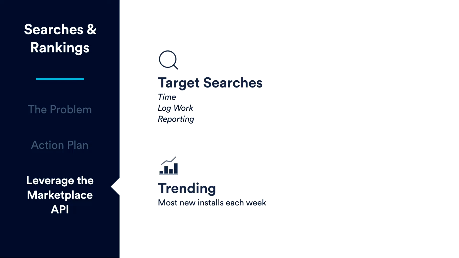So here are 2 indicators that we're going to look at. We're going to look at target searches. So if someone searches the word time in the marketplace, where does your app show up? Or we could look at trending. It's a valuable page to show up on, and it's a volatile one, so you can really make an impact on this by having lots of new installs each week.